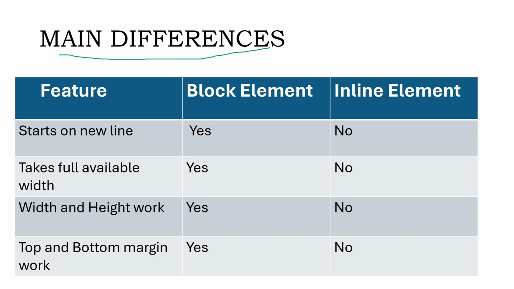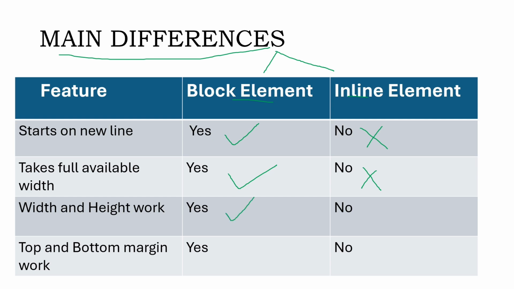The main differences between them are that a block level element starts on a new line, but inline does not start on a new line. It continues in the previous one. If the element before was inline, it continues on that line only and does not start a new line. Block level takes the full available width in the browser, but inline does not.